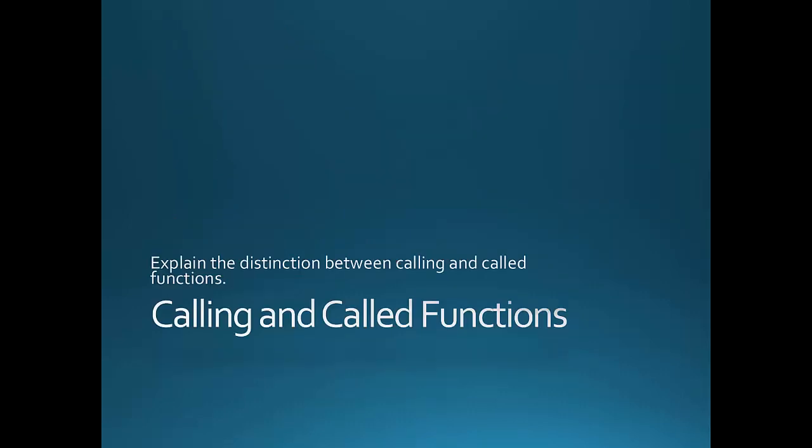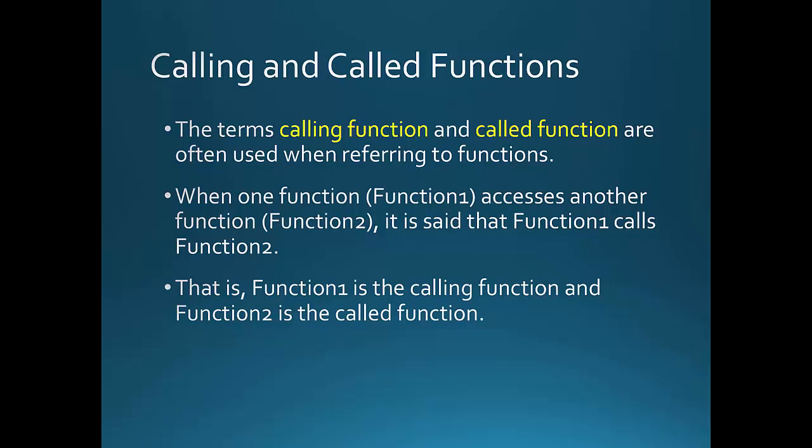So next, we've defined our functions, but now how do we use them? How do we call them? First, let's talk about how we describe this. The terms calling function and called function are often used referring to functions. And functions can call each other. So when one function accesses another function, it's said that function 1 calls function 2. And we also say that function 1 is the calling function and function 2 is the called function.